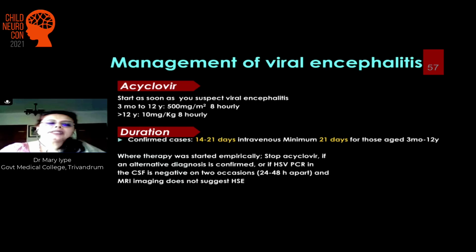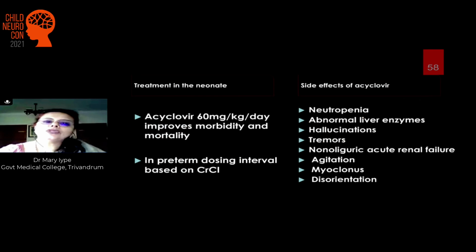Now, the treatment in the neonate: the dose of acyclovir is 20 milligram per kilogram per dose given 8 hourly, that's 60 milligram per kilogram per day. In the preterm, the dosing interval depends upon the creatinine clearance. And the side effects of acyclovir are neutropenia, liver dysfunction, hallucinations, tremor, myoclonus, disorientation, which you should keep in mind. You should monitor the renal function as you treat.